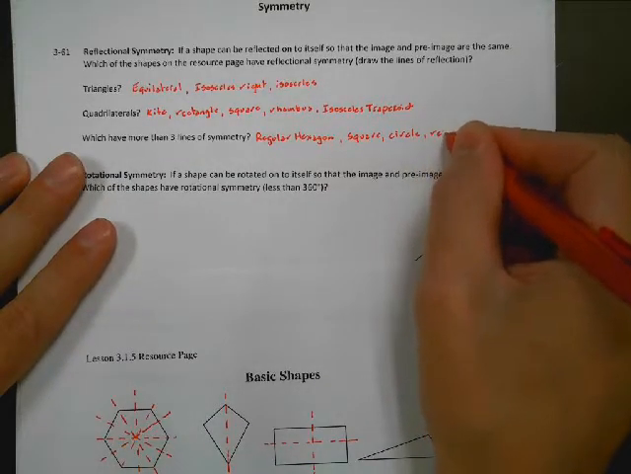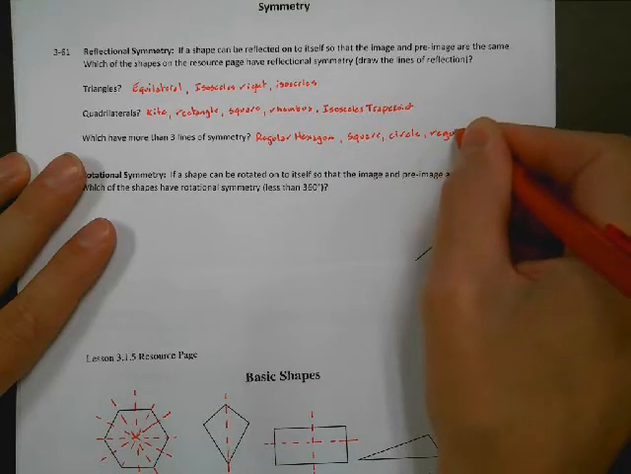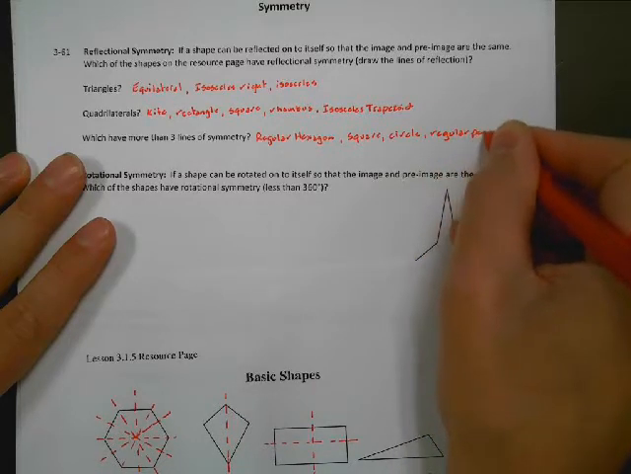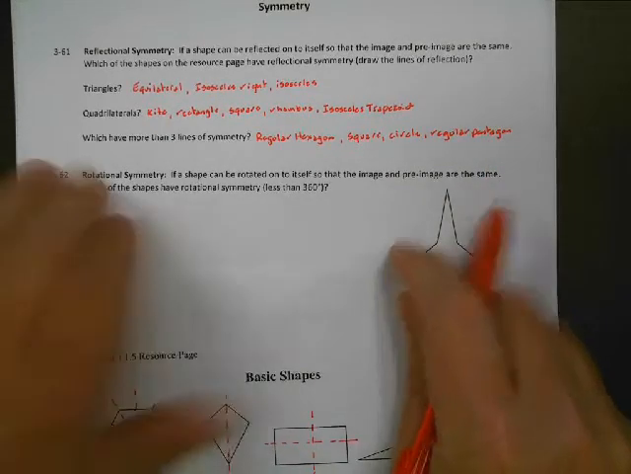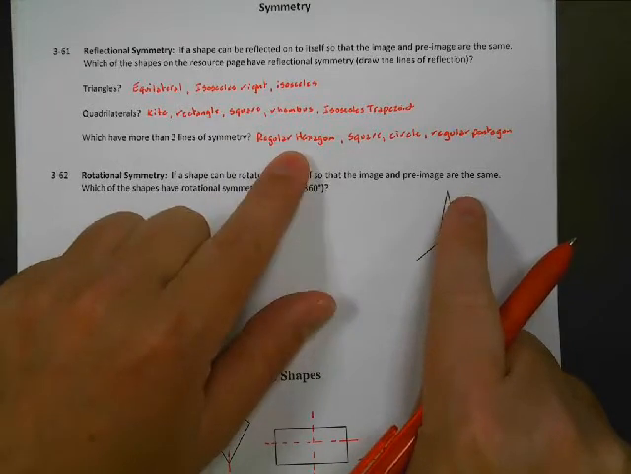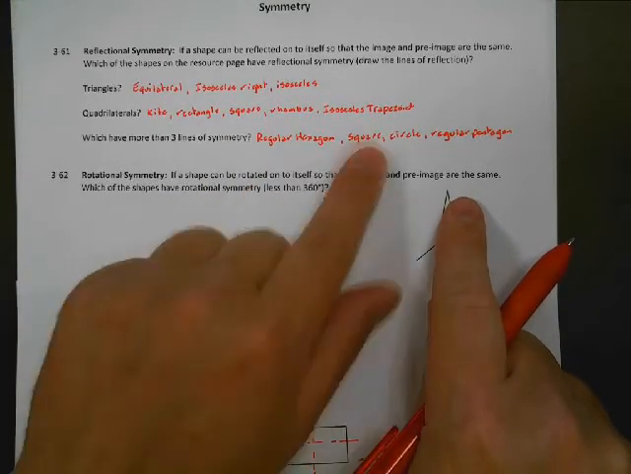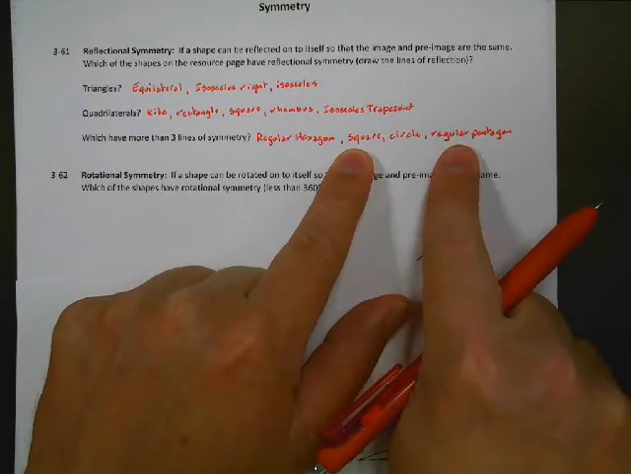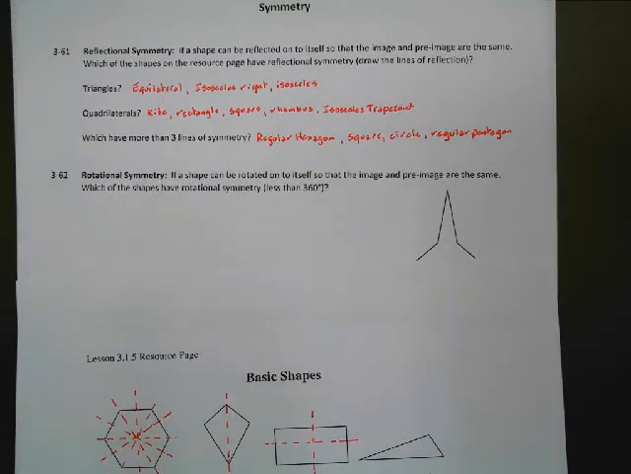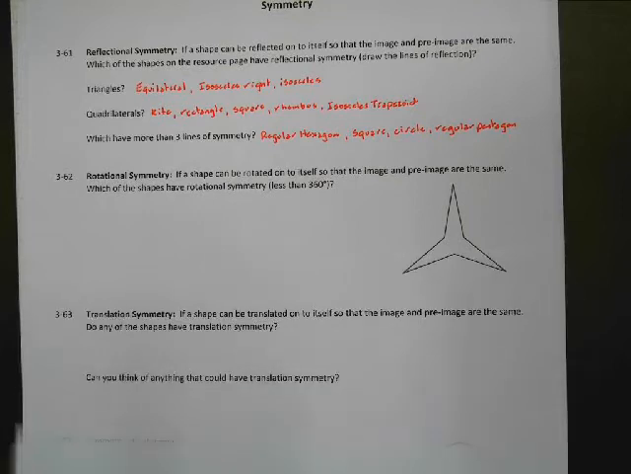Now, what does regular mean? Regular means that all the sides and all the angles are the same. So it would make sense, since we have multiple sides that are the same in a hexagon, this square is a regular quadrilateral because all the sides are the same and all the angles the same. This regular pentagon. So when they have all the sides the same and all the angles the same, you're going to get multiple lines of reflection in it. All right, so that's reflectional symmetry.